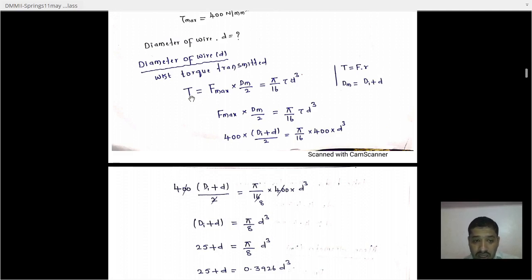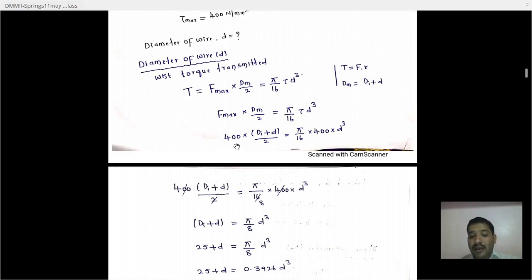So T should be equal to how much? T equal to pi by 16 into maximum permissible shear stress into diameter of the wire cubed. Is it right? Already we know very well, pi d cube by 16 into shear stress. The same formula we need to follow here. F max into mean diameter by 2 is equal to pi by 16 into shear stress into d cube. The maximum force is acting on the spring when the valve is open.